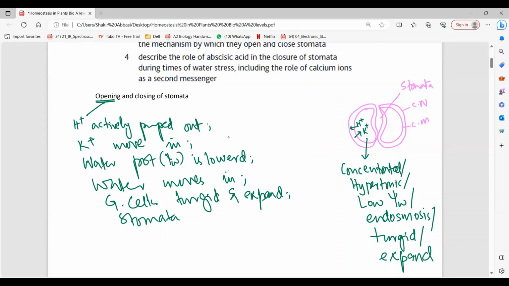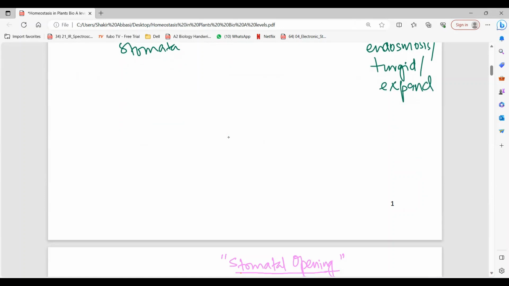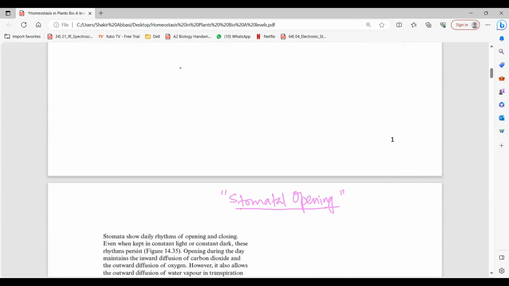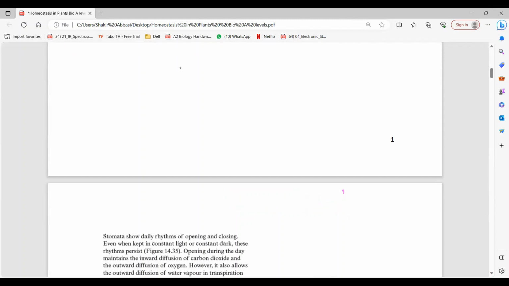But the question is, why would stomata open? Stomata open to let CO2 come in because CO2 is used in photosynthesis. And stomata also open to let transpiration take place. You must have studied in AS that transpiration is an inevitable process. Plants cannot avoid this. It's a must. Transpiration is a must for so many reasons.